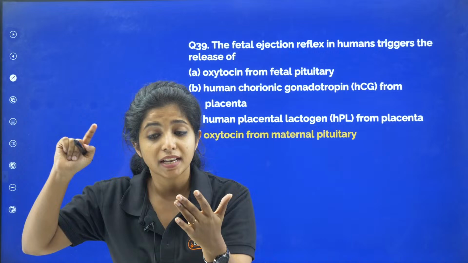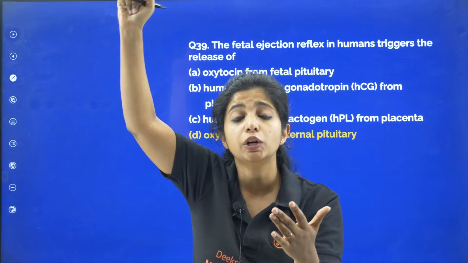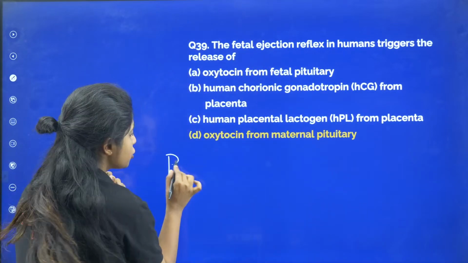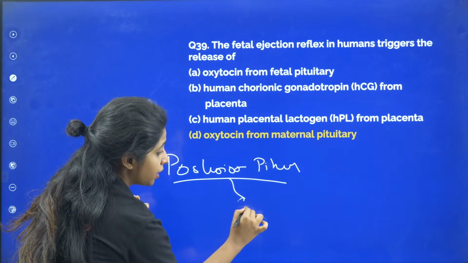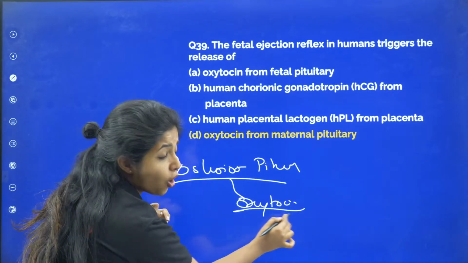Now, these stress receptors send a neuronal signal to what? The mother's pituitary gland. Which pituitary, my dear children? Posterior pituitary. Not anterior, posterior pituitary. And then the posterior pituitary will be releasing what? Oxytocin, which is a hormone.